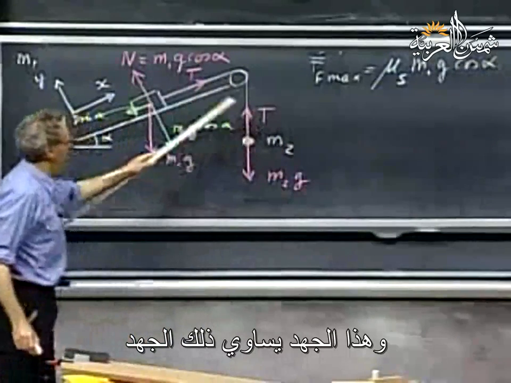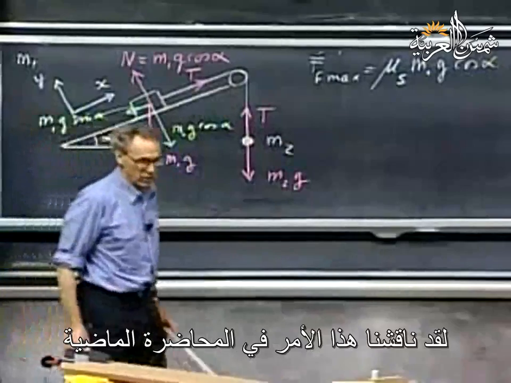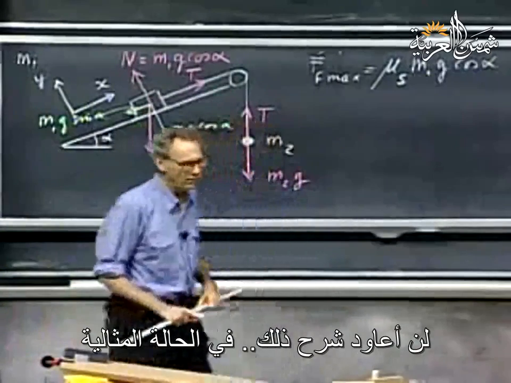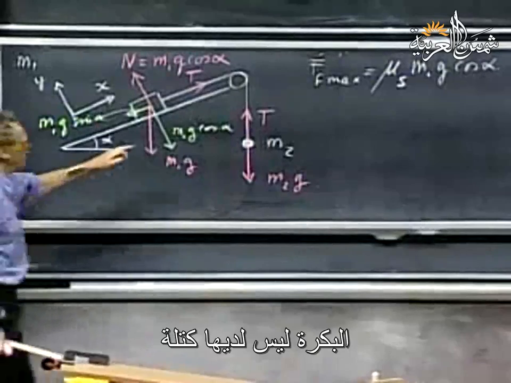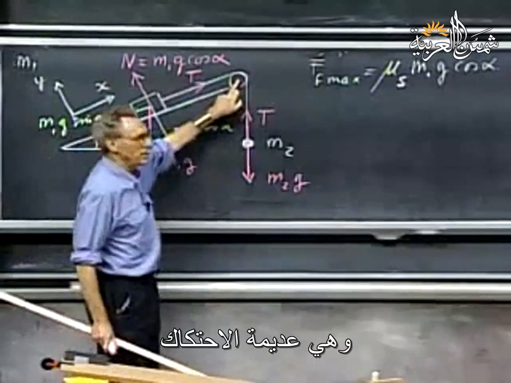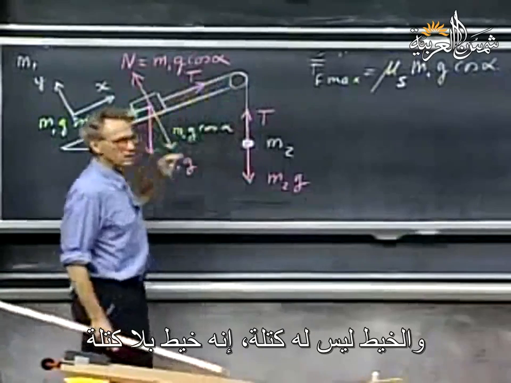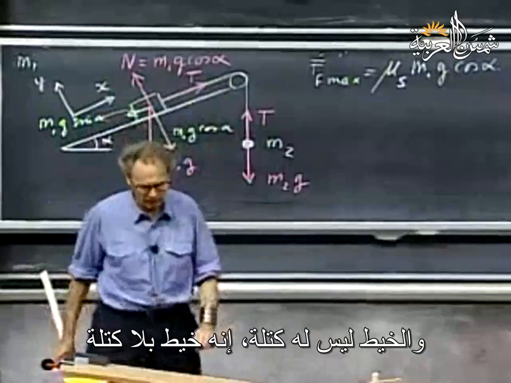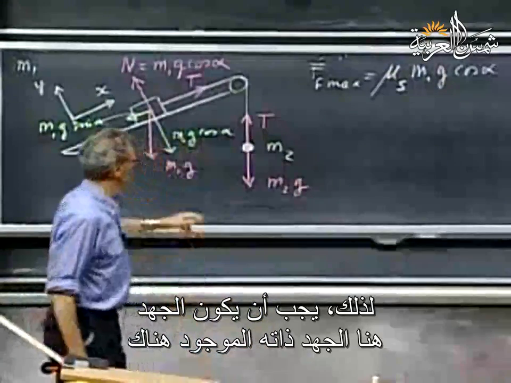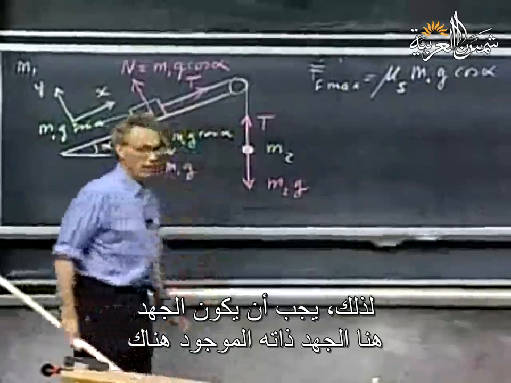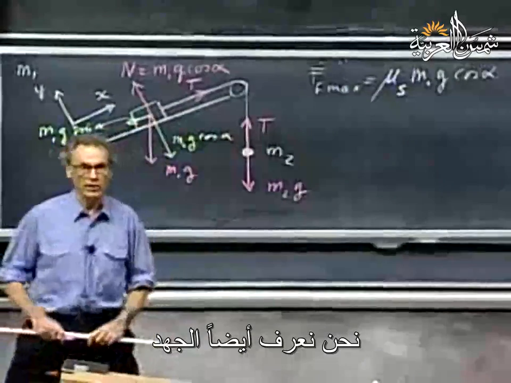And this tension is exactly the same as that tension. We discussed that last time. I will not go over that because this is an ideal and, of course, an unphysical situation. The pulley has no mass. The pulley is completely frictionless, and the string has no mass. It's a massless string. And I argued last time that, therefore, the tension here must be the same as the tension there.